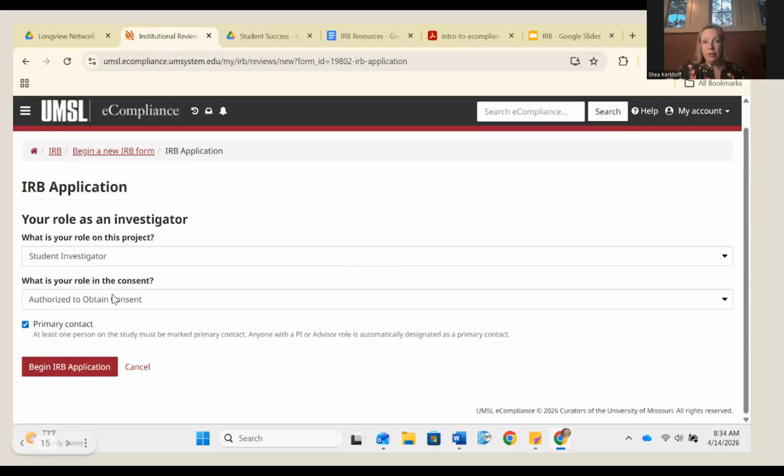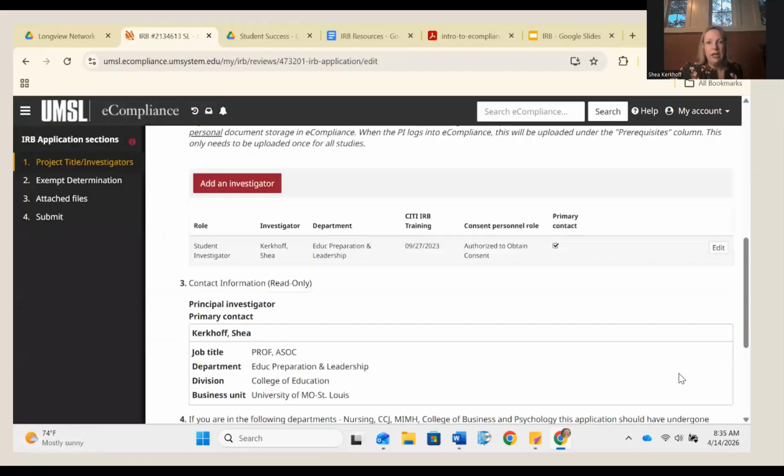There needs to be at least one person who's authorized to obtain consent. That means that's the person who is interacting with participants. And there needs to be at least one person who is the primary contact. That's the person that the IRB office is going to communicate with. So you fill that out, you hit begin IRB application.